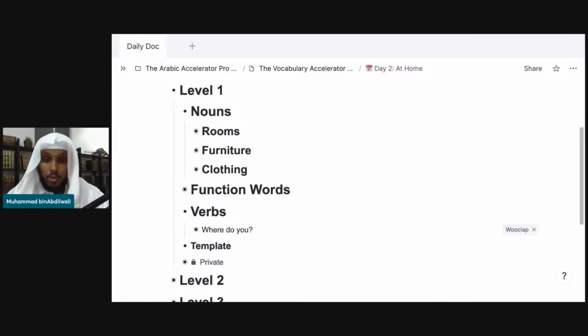Can you guys see my screen actually? You can't. Oh, okay. You can't even see Wooklab. All right. I thought I went to Wooklab. I thought I was sharing my whole window, by the way. Okay.